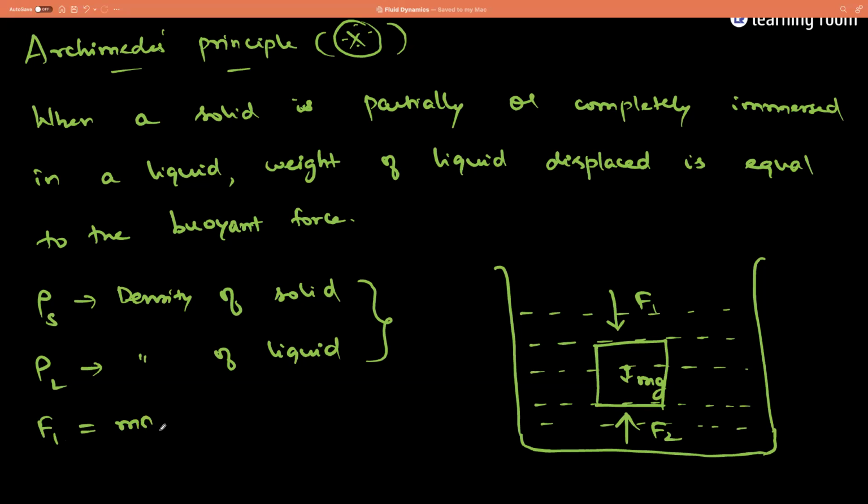F2 will be equal to mg plus F1, which implies F2 minus F1 is equal to mg. Can I write it in this way?